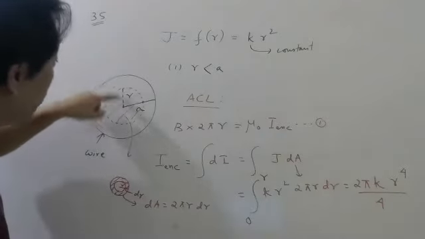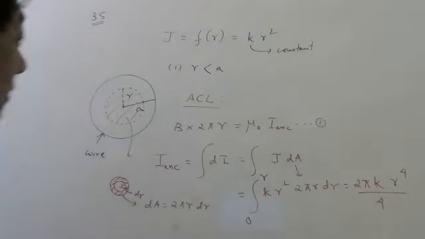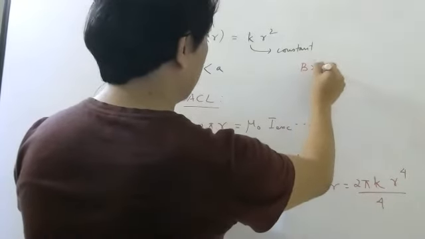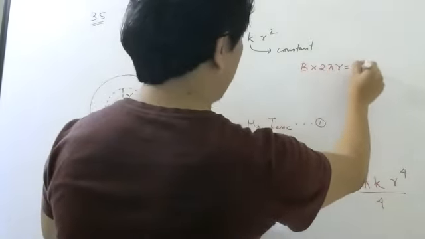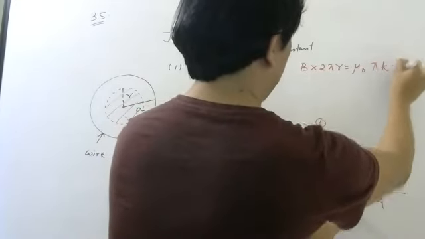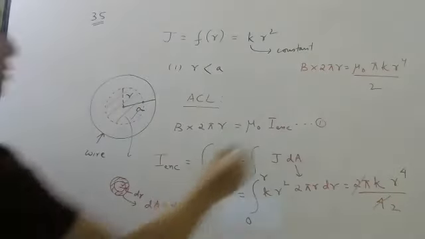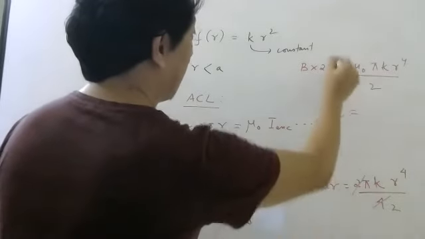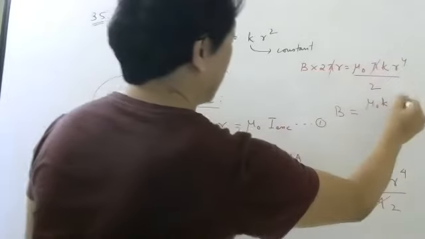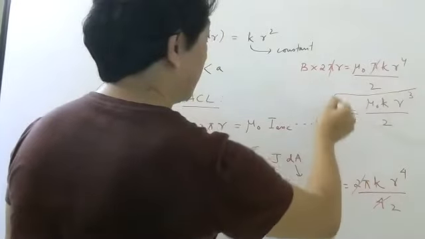But you have to know from where to where. I want only current inside this. Okay, students? So put this current enclosed here. So magnetic field into 2 pi r will be mu naught, current will be pi k r power 4 by 2. Now these 2, 2s are 4, I can cancel. So finally magnetic field will be, pi will also cancel, mu naught k, 1 r and r power 4 will cancel, r power 3 by 2. So this is the magnetic field inside.